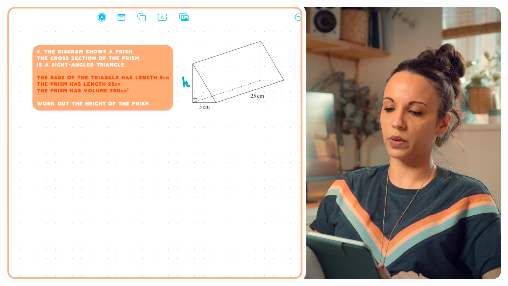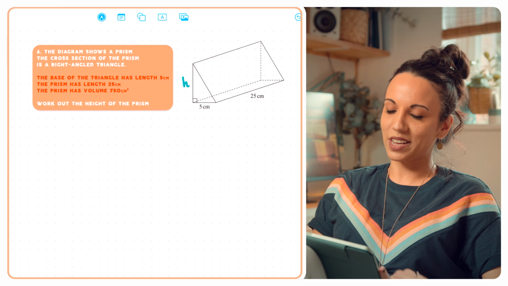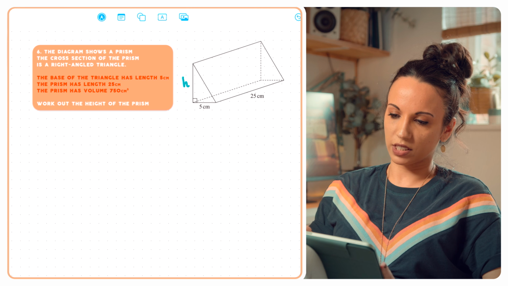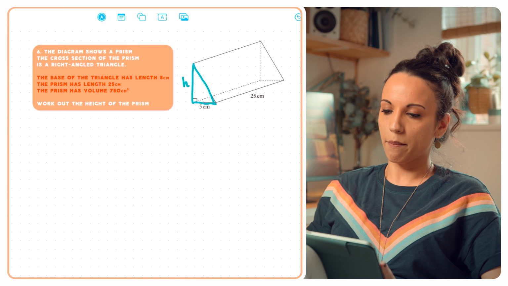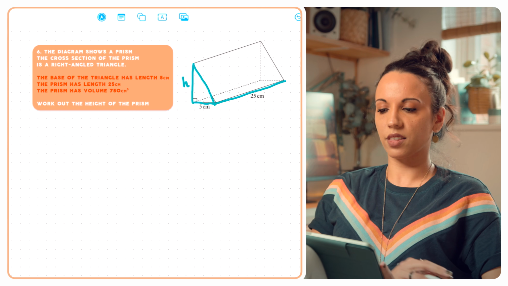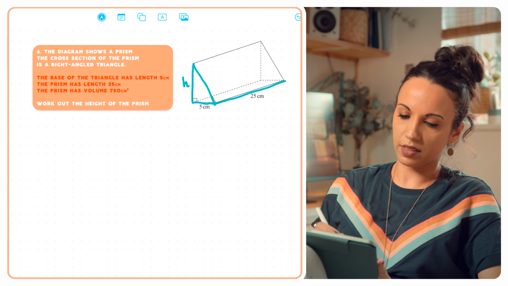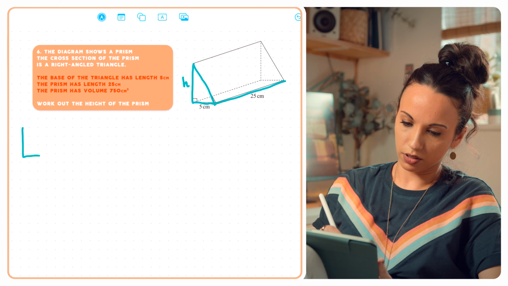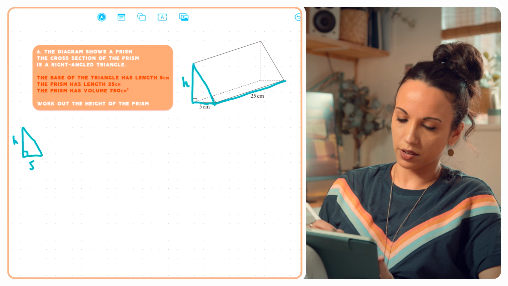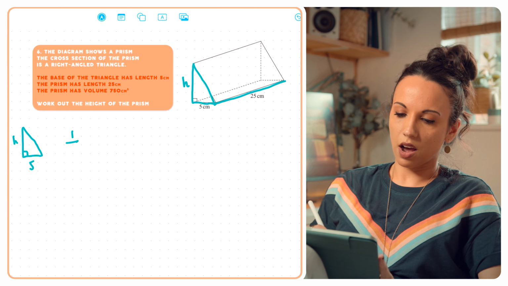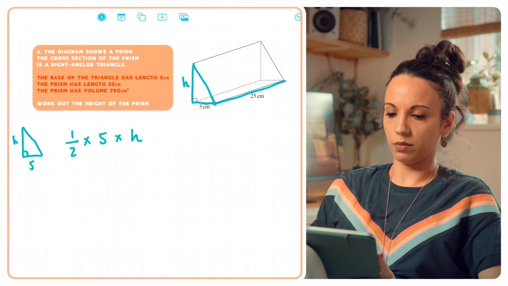Okay, so the information that we need to know here is how do you calculate the volume of the prism? Well, what you do is you work out the area of the cross-section, so that's this right-angled triangle here. The area of the cross-section multiplied by the length will give us the volume. So what is the area of a right-angled triangle? Well, let's just draw a little triangle here. We'll mark in the height and the base, which we know. The area is going to be half times the base, which is 5, times the height, which is what we're trying to find out.